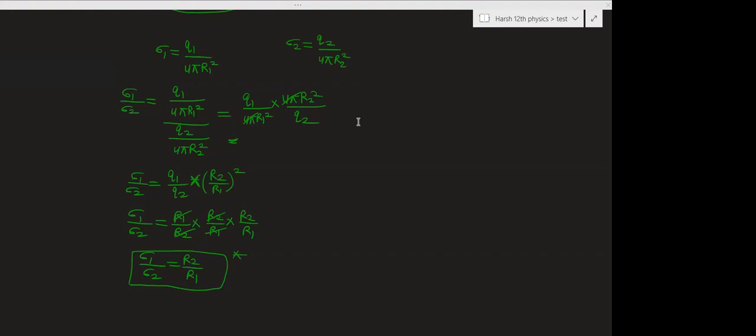And remember that sigma is the surface charge density. Sigma is the surface charge density.